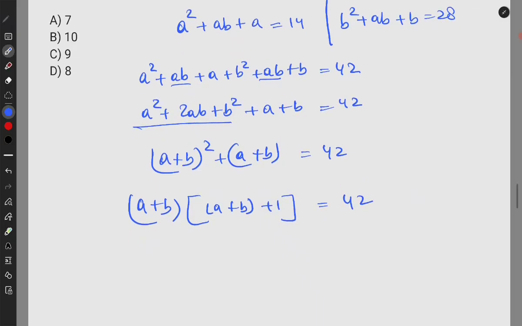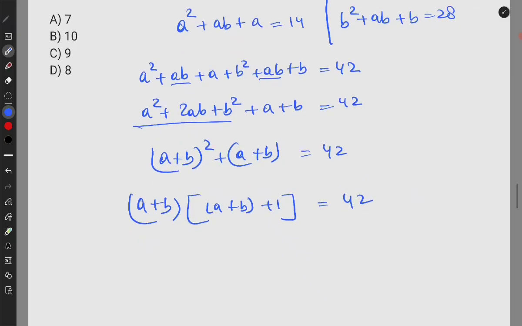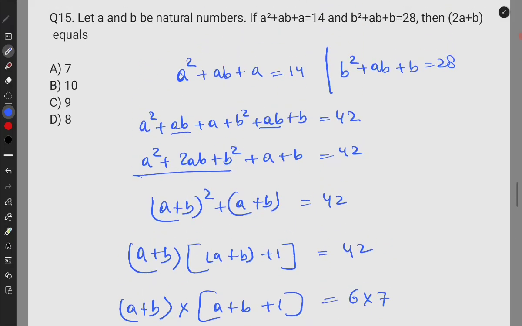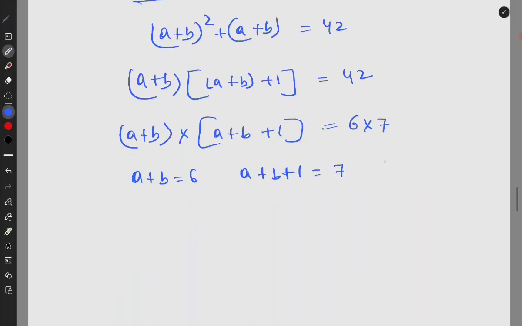Now we can break it down like we did for the first question, like a plus b is multiplied by a plus b plus 1. We can break it down like 6 into 7. So if a plus b equals 6, then a plus b plus 1 is equal to 7. So yes, now we are looking for the value of 2a plus b.